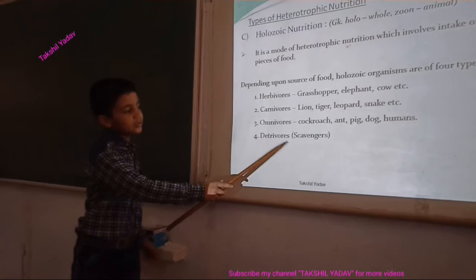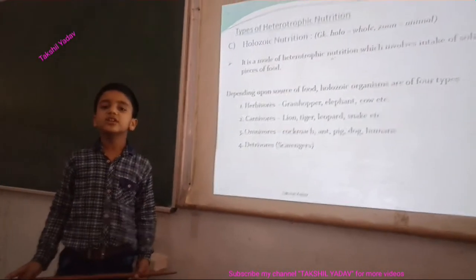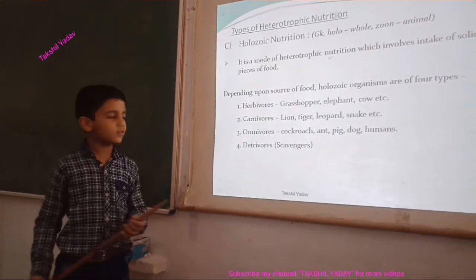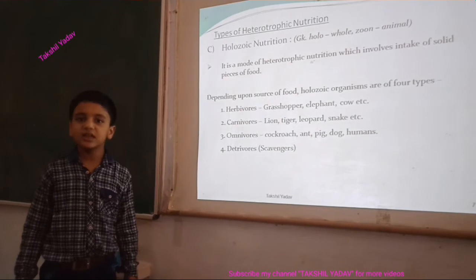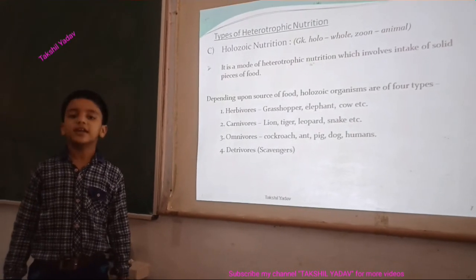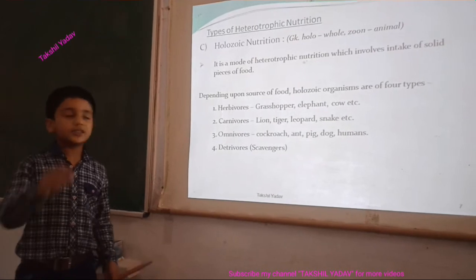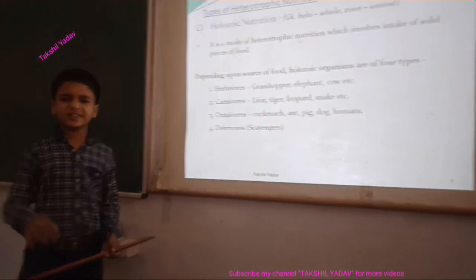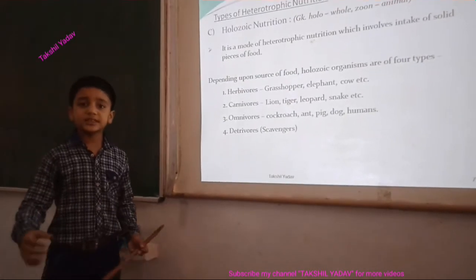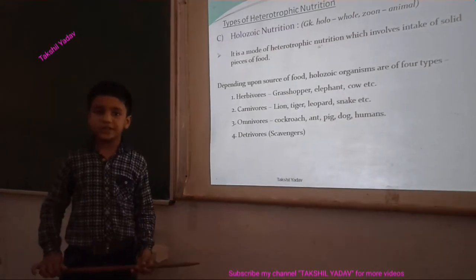And the detritivores or scavengers, these are the organisms that derive their nutrition from dead and decaying organisms, such as vulture, hyena. Vulture is a very good scavenger, and it has some acids in its stomach that prevent food poisoning from the dead and decaying bodies.